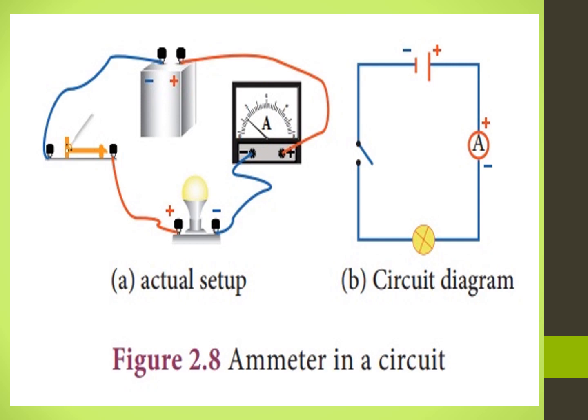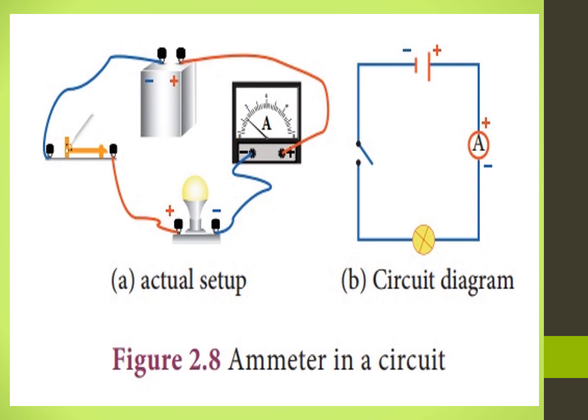Okay. Yes, children, have you understood the measurement of electric current? Electric current is measured by an ammeter. The ammeter is the instrument that measures the strength of electric current. Ammeter in the circuit, everybody saw the picture.